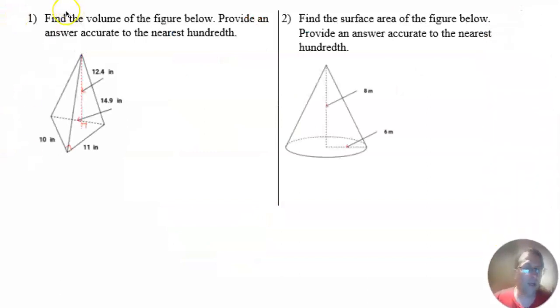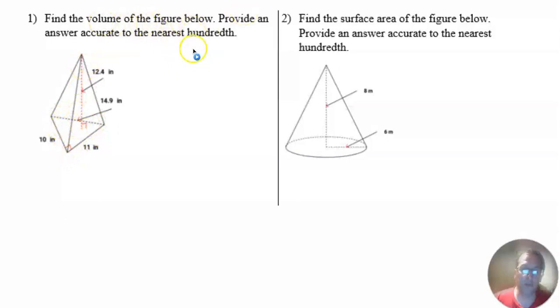Find the volume of the figure below. Provide an answer accurate to the nearest hundredth. So let's see what shape we have here. We have a pyramid, a triangular pyramid. It is not a regular pyramid. Notice it's a right triangle down there on the base, but that's fine. That actually makes it easier on us.